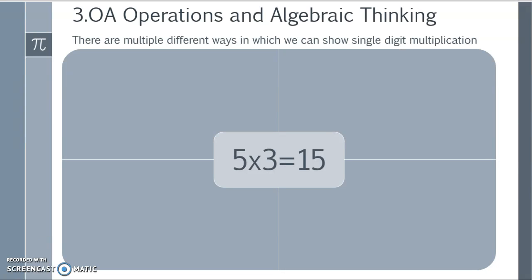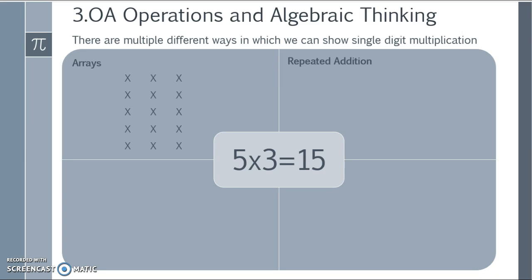All right, so we know that there are multiple different ways in which we can show single-digit multiplication. So in the middle here, I have 5 times 3, which we know from rote memorization is 15. So the first way we're going to show is by arrays. So I've created 5 rows of 3. So we can multiply or add 5 plus 5 plus 5 plus 5, or 3 plus 3 plus 3 plus 3 plus 3, etc. Or we can actually individually count them.